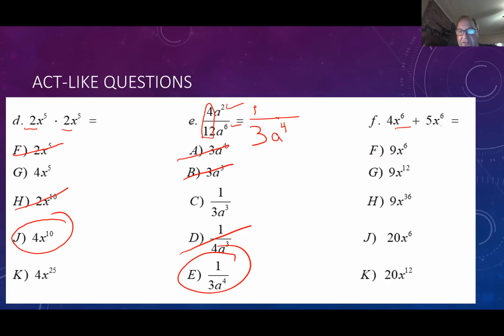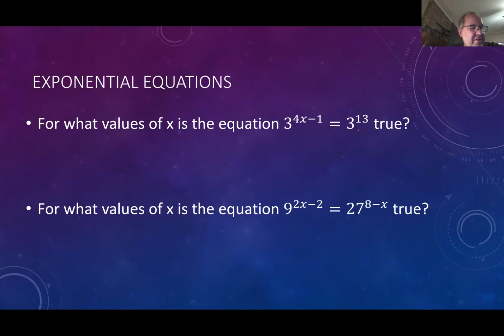And here we're adding some x to the 6th. We're going to have 9 of those x to the 6th. So letter F. Okay. The other type of thing that ACT will ask you is questions like this. What is the value of x to make this true? Well, this first one's not too bad because they both have the same base. They both have a 3, right? So since the 3 is equal to the 3, I think we could discern that that exponent should equal the other exponent, right?